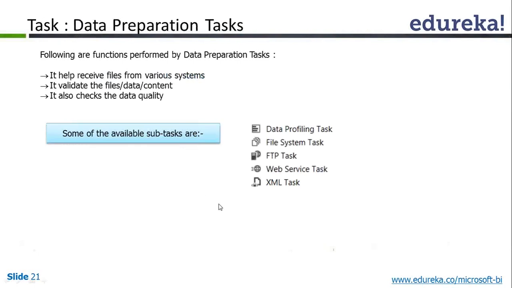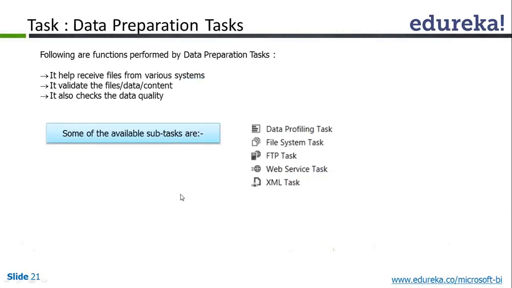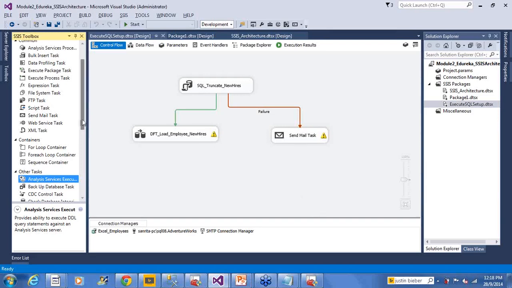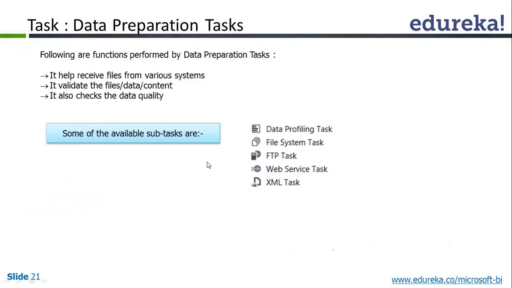These are the data preparation tasks I was talking about. I was telling you the theory, but when it comes to the grouping of them, these are some of the tasks. The file system task, for example, is used to copy the list of files from a folder. The FTP task is used to download FTP data. The web service task is used to call web service information. And the XML task is used to do XML related operations. So these are the different tasks available in the control flow.